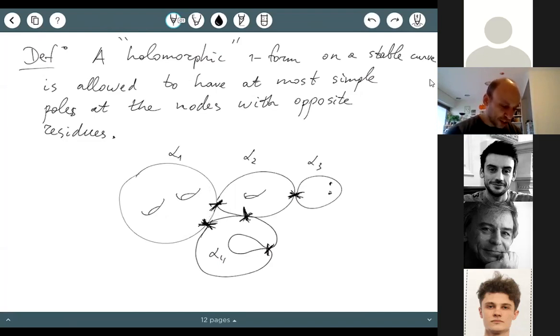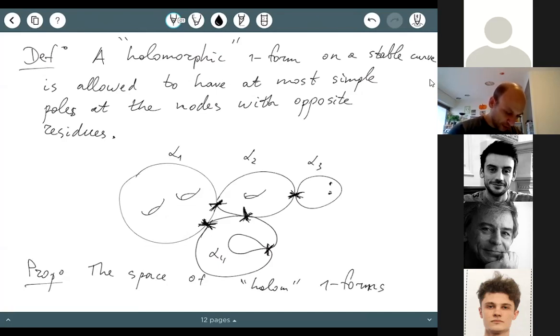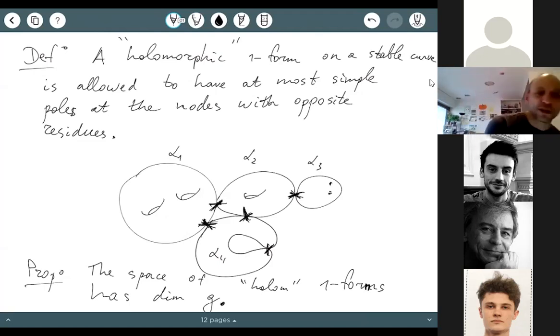So this is a definition, and a proposition is that with this definition, the space of holomorphic one forms has dimension G for any stable curve of genus G. So it is a good definition, because in this way, for any stable curve of genus G, we have a G-dimensional space of holomorphic one forms, and moreover, they actually form a rank G vector bundle over M_{g,n} bar. And this is called the Hodge bundle.